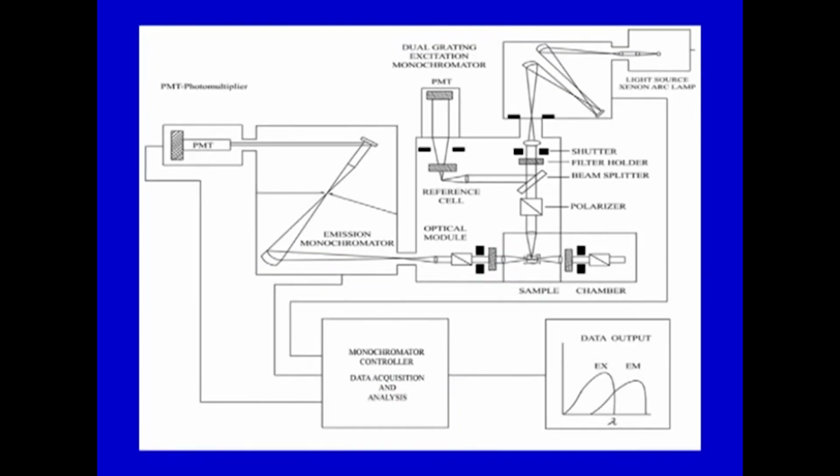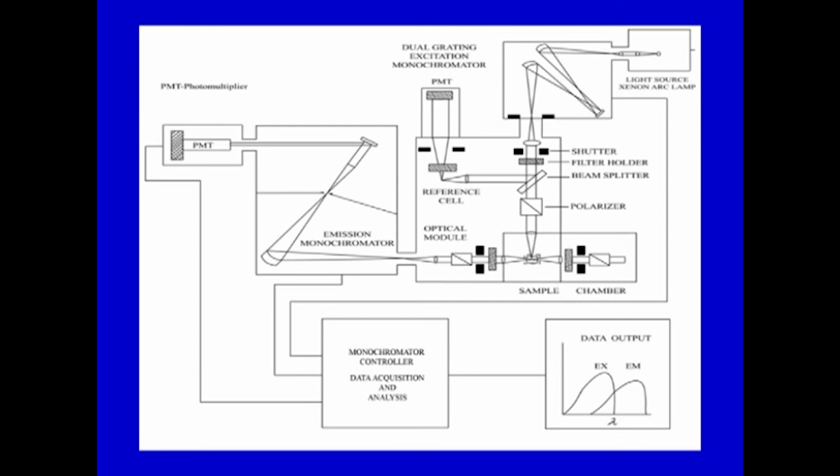There is a schematic of a fluorescence spectrophotometer, as we have shown earlier. You can see it starts from here, there is a light source, there is a dual grating excitation monochromator, the shutters, filter holders, beam splitters, and then there is a sample chamber here, then there is the emission monochromator, and finally, a photomultiplier for detection.